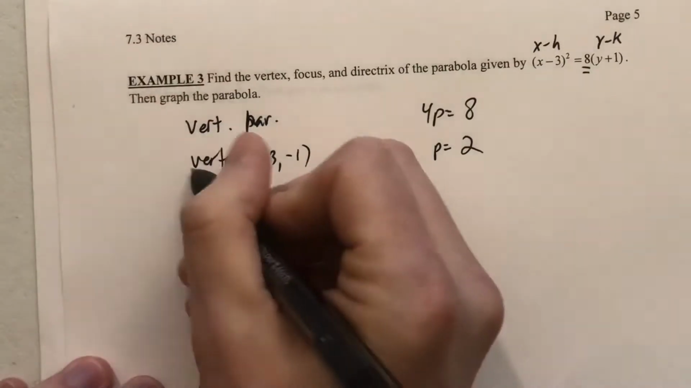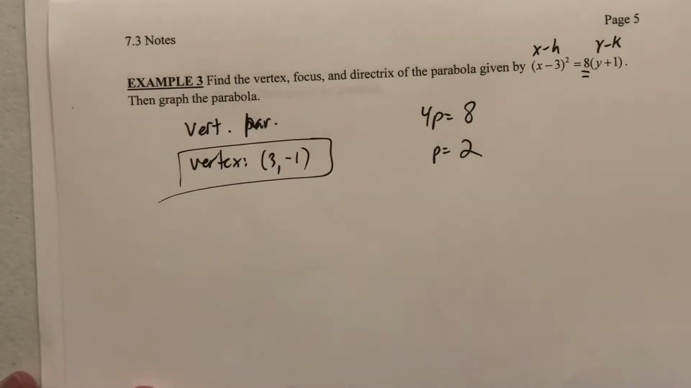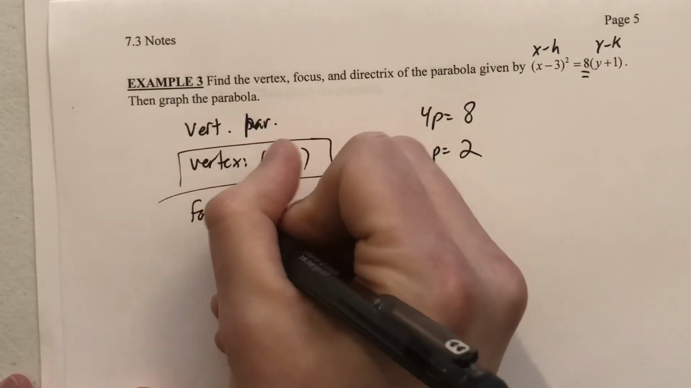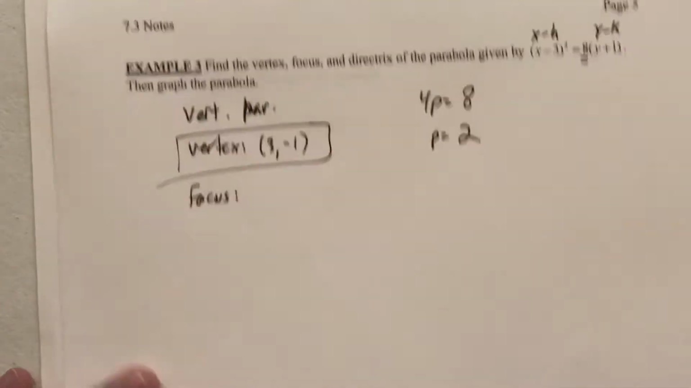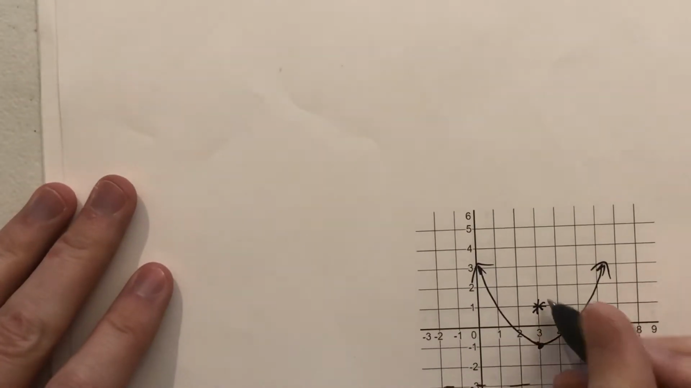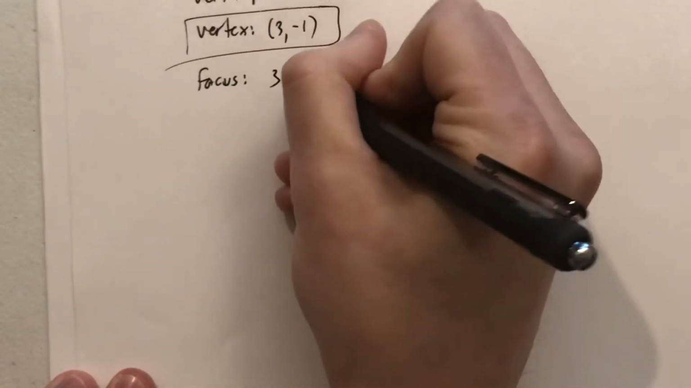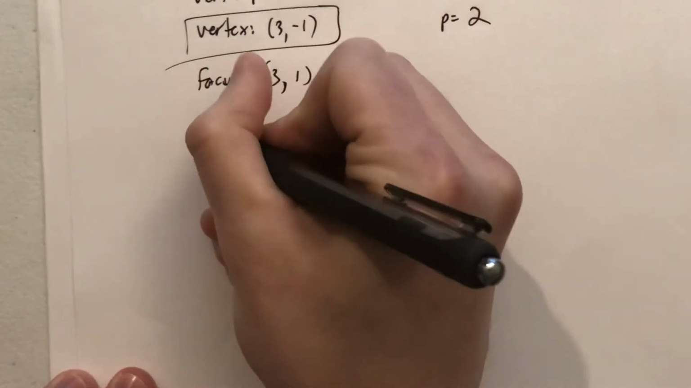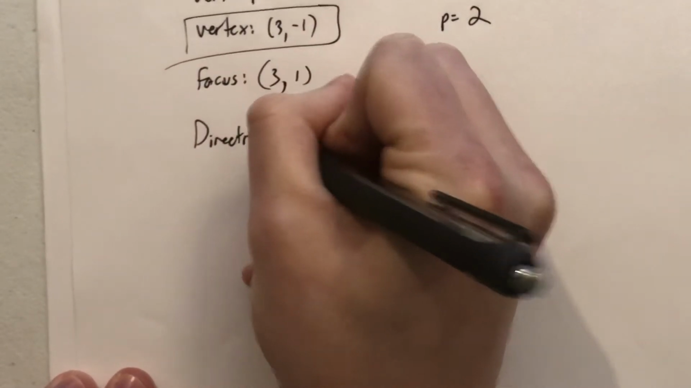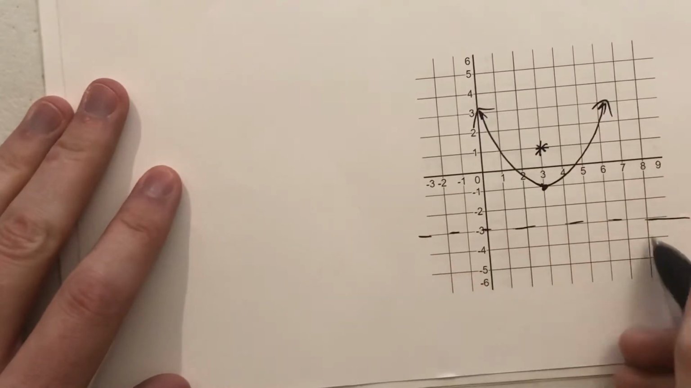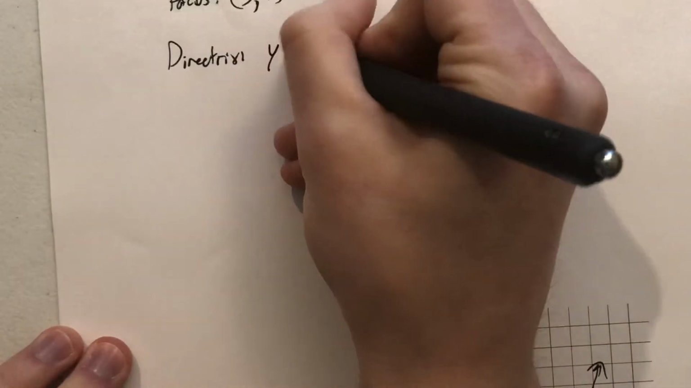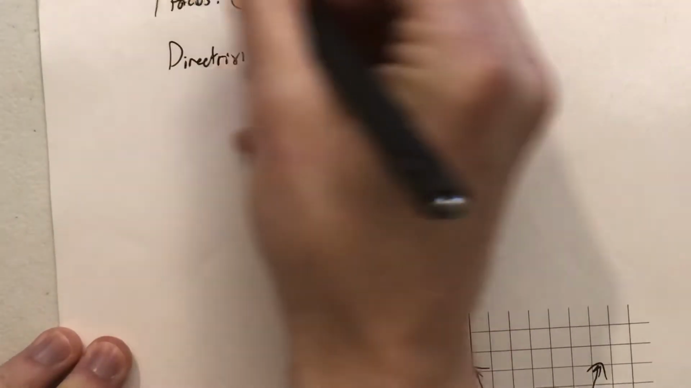And so we have our vertex that we found. We can say that our focus will be at that point, 3, 1, and the directrix will be down here, a horizontal line at y equals negative 3.